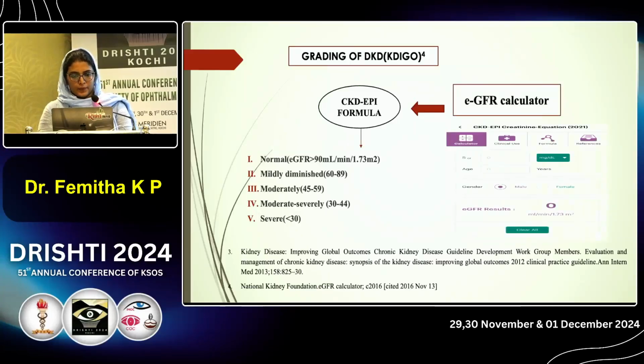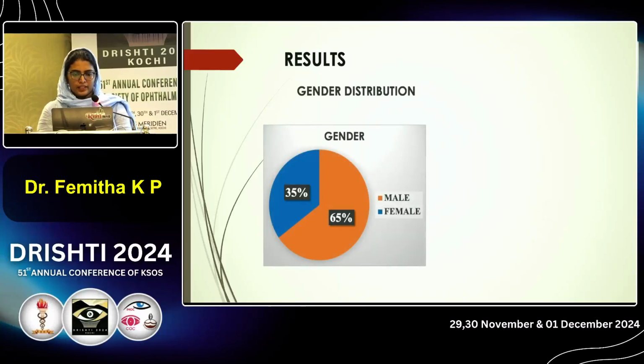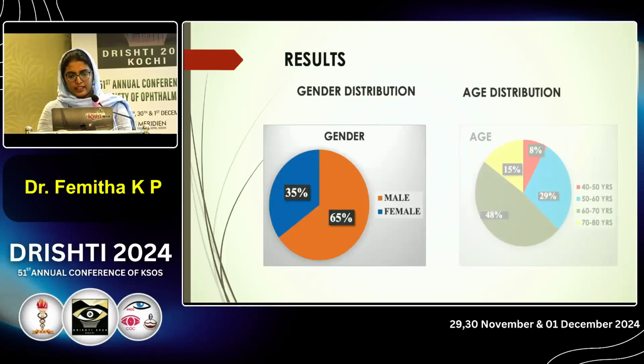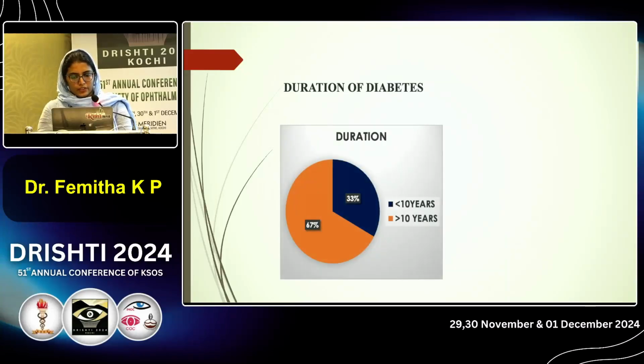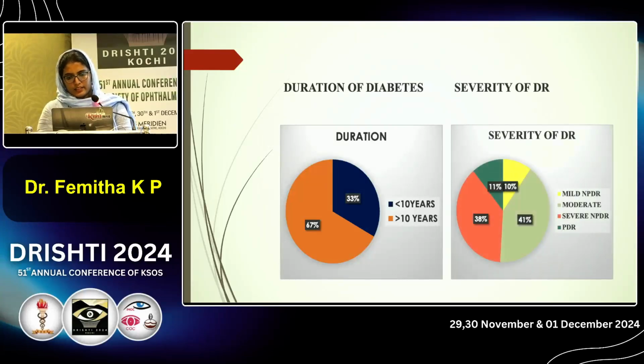The result, coming to gender distribution: 65% were males and 35% were females. Age distribution: most of the patients were in the age group of 60 to 70 years, the least common age group was 40 to 50 years. The majority of patients had more than 10 years of duration of diabetes, and for the severity of diabetic retinopathy, the majority of the patients had severe NPDR and moderate NPDR.